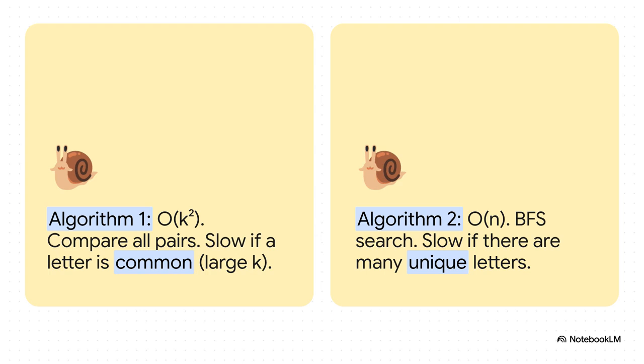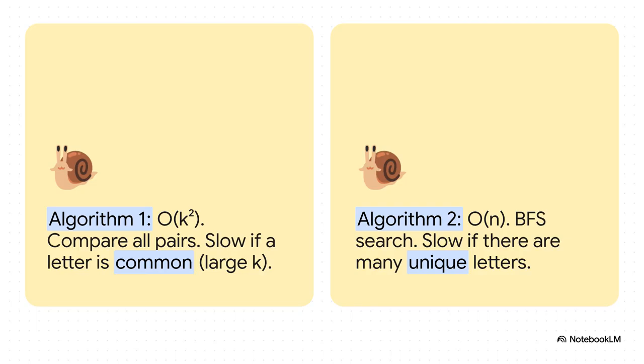Algorithm 1 is simple. For any letter that shows up k times, we just check every single pair. This works great if k is small, but it's awful if a letter is super common. Algorithm 2 uses a breadth-first search, or BFS. This is fast if a letter is common, but if we have tons of unique letters, we have to run a whole bunch of separate searches, which gets really slow.